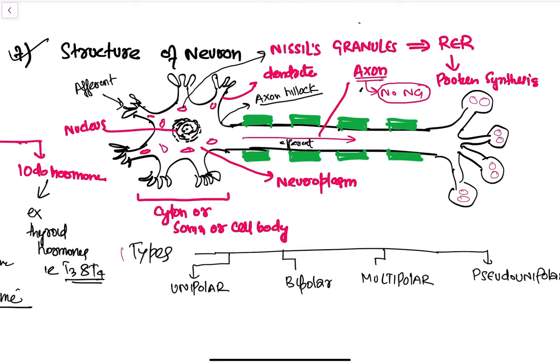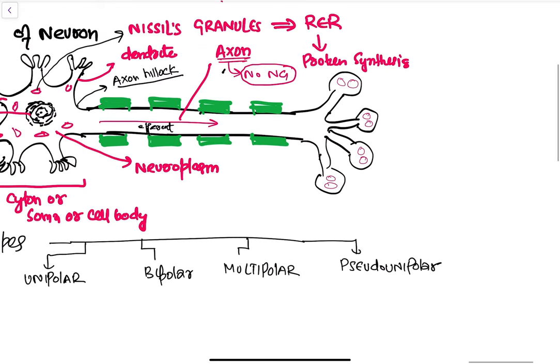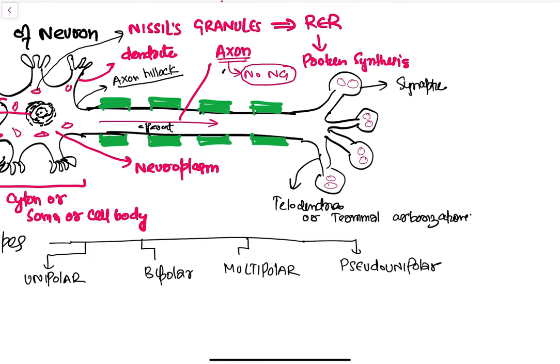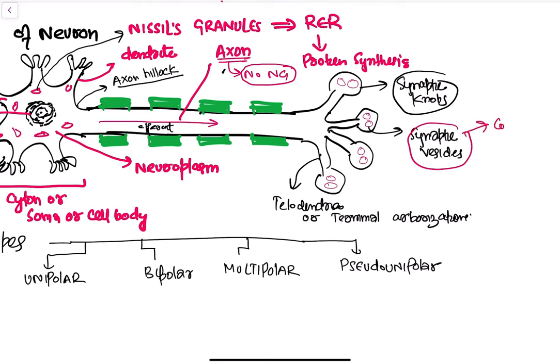Now, this axon has these last branches. These last branches of axons are called telodendria. And their swollen tips are called synaptic knobs. These synaptic knobs contain these packets. These packets are called synaptic vesicles. And these synaptic vesicles contain our neurotransmitters.